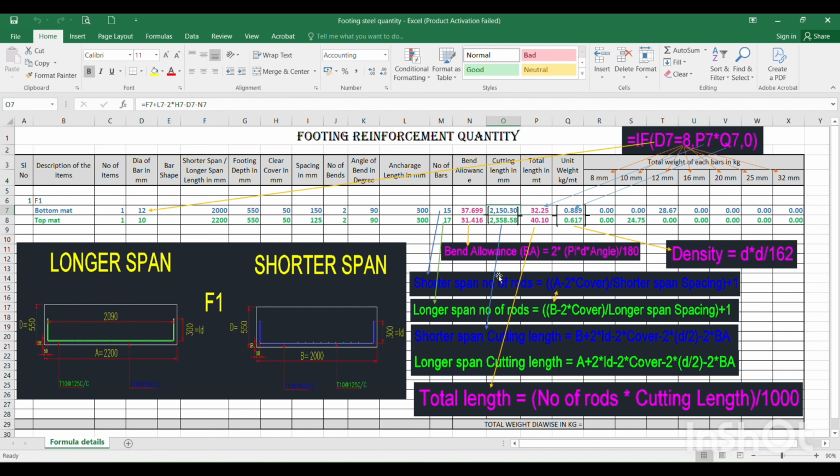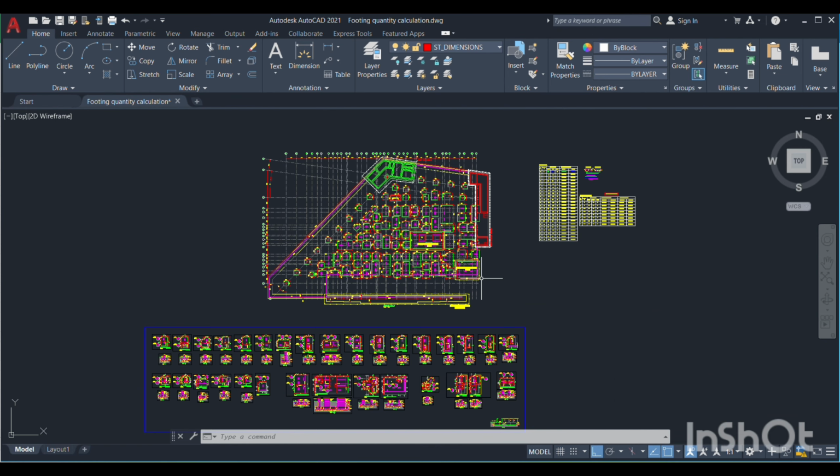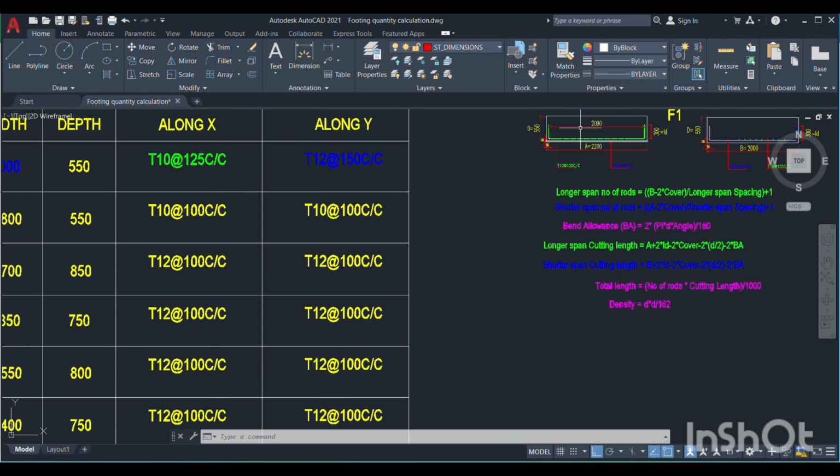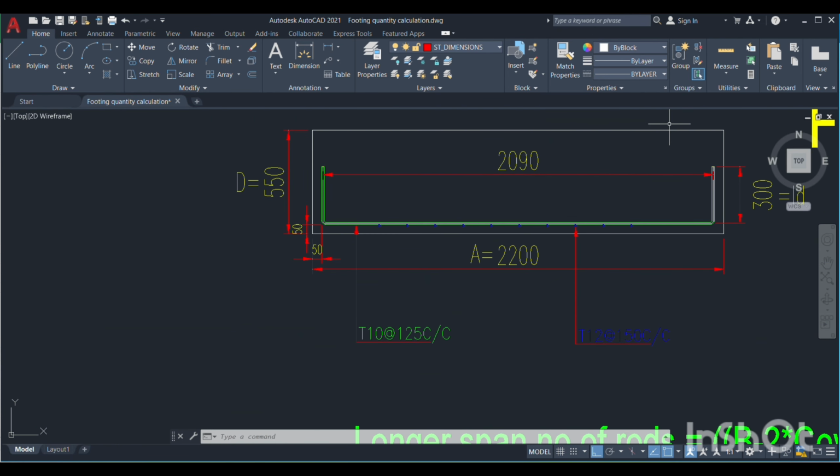The next is cutting length. Cutting length should be calculated as per this formula. Shorter span cutting length is equal to the shorter span length plus 2 times LD minus 2 times cover minus 2 into D by 2. How does this D by 2 come? I think I have explained it once again. So this is the D by 2.